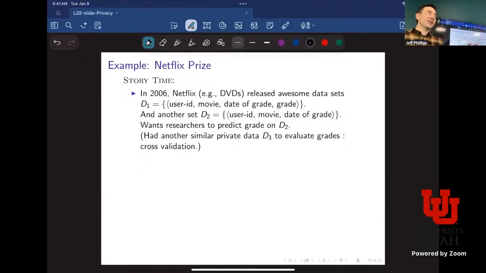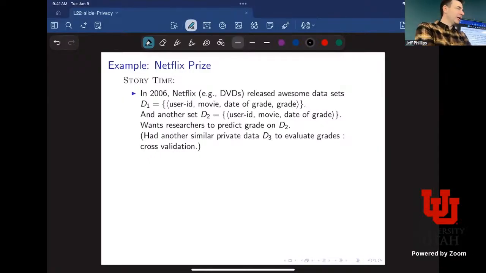Okay, and it was a huge data set. I mean, back then, Netflix in 2006 was already a very big business. It was when Blockbuster was going out of business, but maybe had not been out of business yet. But it was still a very big company, a huge data set. They had another data set that had the user ID, the movie, and the date of the grade they gave the movie, but not the grade. And they wanted researchers to predict the grade on this data set D2.